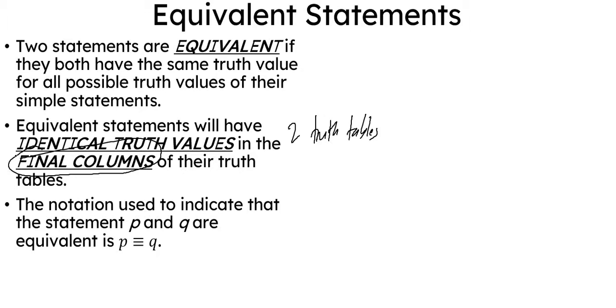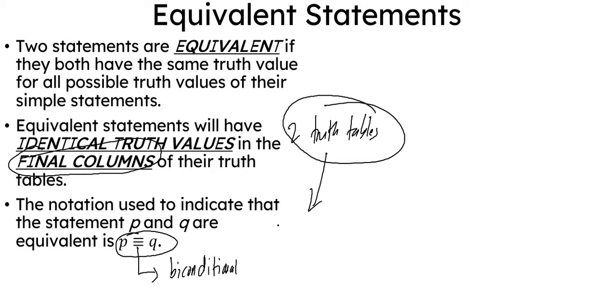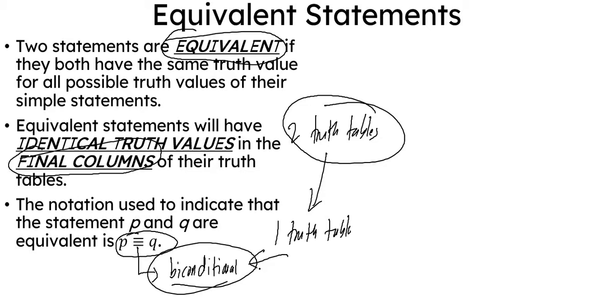Now, take a look at this one. The notation used to indicate that the statements P and Q are equivalent is this one. And we know that this is also used as the symbol for a biconditional statement. So that would mean that instead of creating two truth tables, we can just have one truth table, and the last column will be the biconditional statement of the two statements to compare, whether they're equivalent or not.